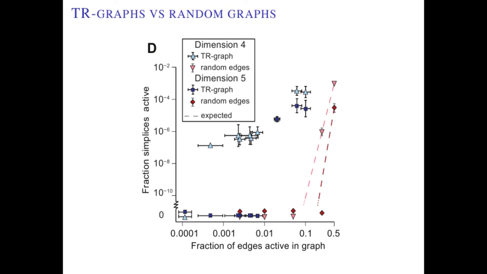So somehow, in this activity, the microcircuit is working in order to maintain these high-dimensional structures, maintaining this higher degree of organization. So it's really a highly non-random process. And then if you just look at the blue squares and the red diamonds, it's the same thing for dimension 5. Here it dies off much faster in both cases, but at least we see that we have a lot more of these in the transmission response graph. So the lesson here is that these transmission response graphs, again, have a tendency to keep these higher dimensional, more organized structures.